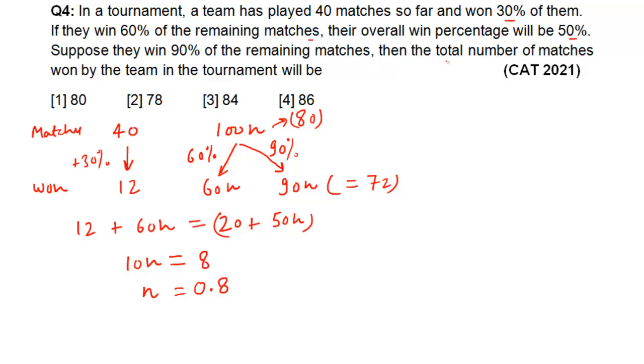So in that case, the total number of matches won by the team: 12 they have already won and 72 remaining they will win. So the total matches they will win will be 72 plus 12, that is 84. So 84 is the answer and option 3 is correct.